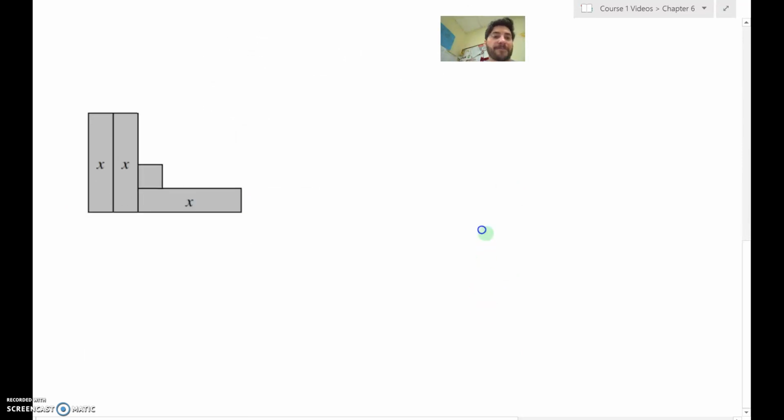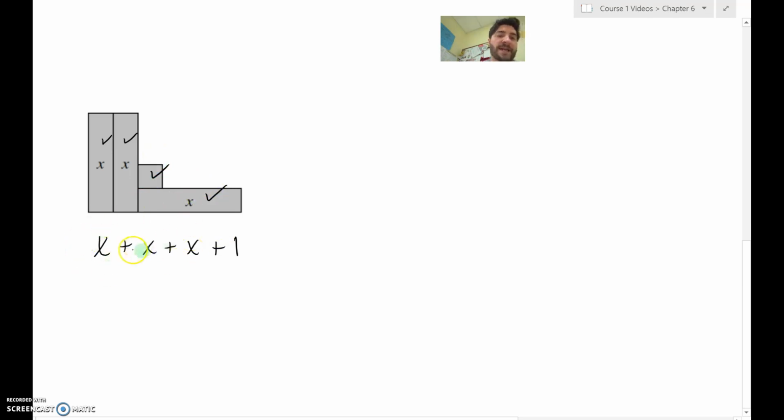What about this guy now? Well, just use your eyes again. Just tell me what you see. So one way would be to say, well, I have an x plus an x plus another x plus 1, plus 1. That's the area of all of these shapes combined. X square units, this is x square units, this is x square units, that's 1 square unit.